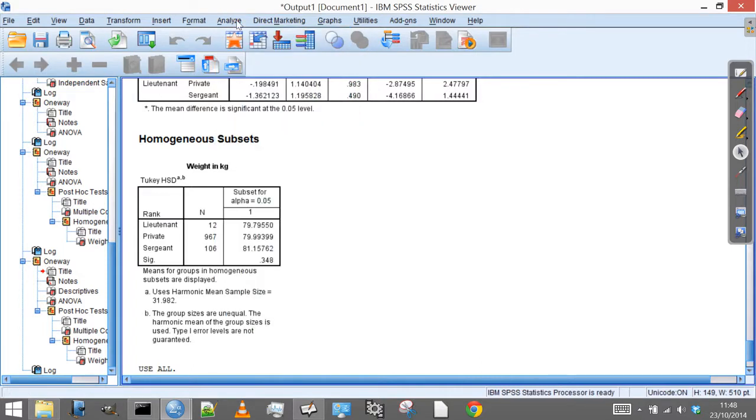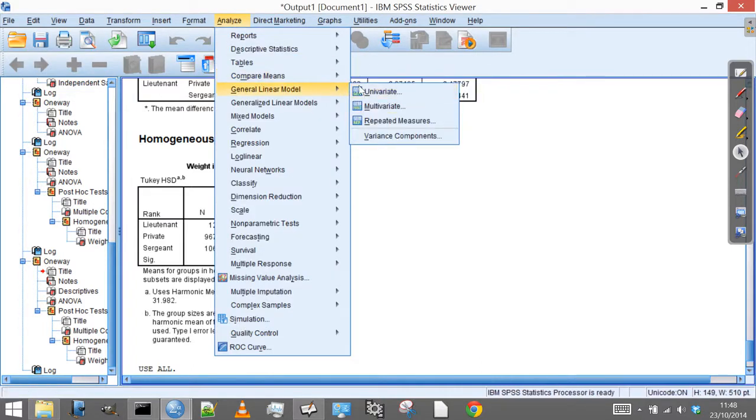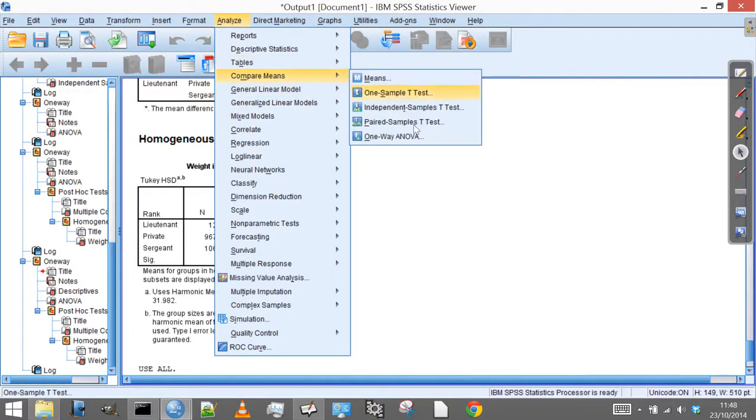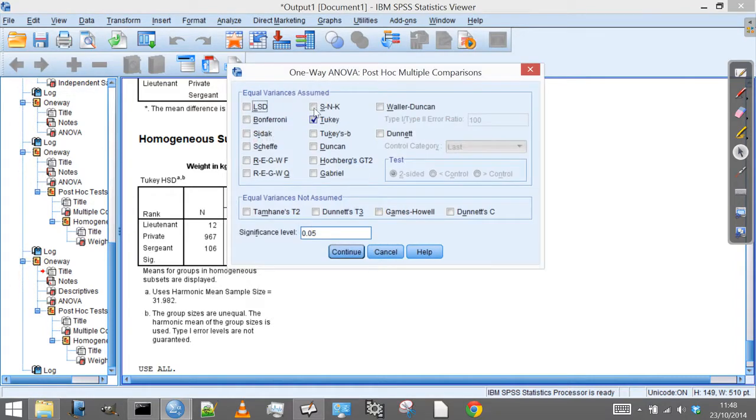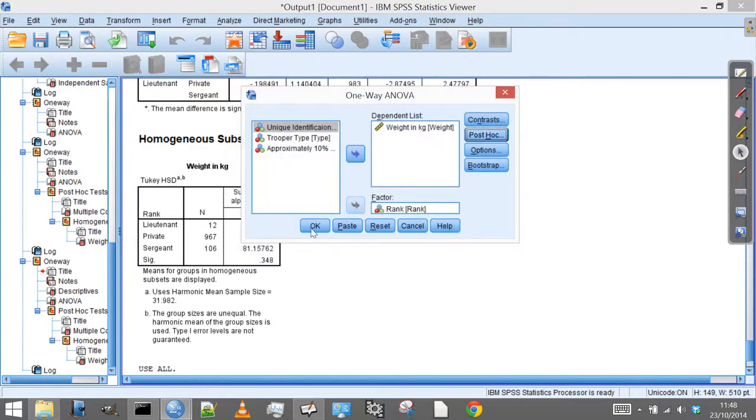So I'm going to go to the Analyze menu, Compare Means, One-Way ANOVA, so you should have that. And if you click on the One-Way ANOVA option, everything should still be there from previously. So weight in the dependent list and rank in the factor box. And then on the post-hoc, we should have Tukey checked. So you press continue, OK.